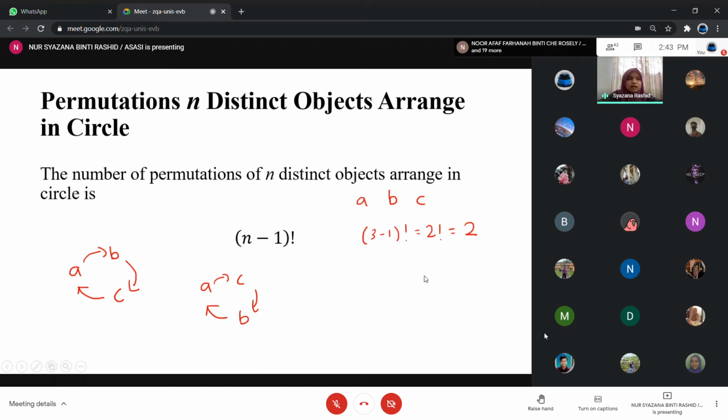So usually the number of arrangements in circle will be lesser than the number of arrangements in a row. Tadi you dapat ni, kalau you nak susun ABC 3-3, you akan guna factorial function kan? You akan guna 3 factorial. Okay, 3 factorial. So 3 factorial is 6. So you ada banyak lah ABC, ACB, BCA. Itu sebab tu yang kata tadi, arrangement in circle will be lesser than arrangement in a row.